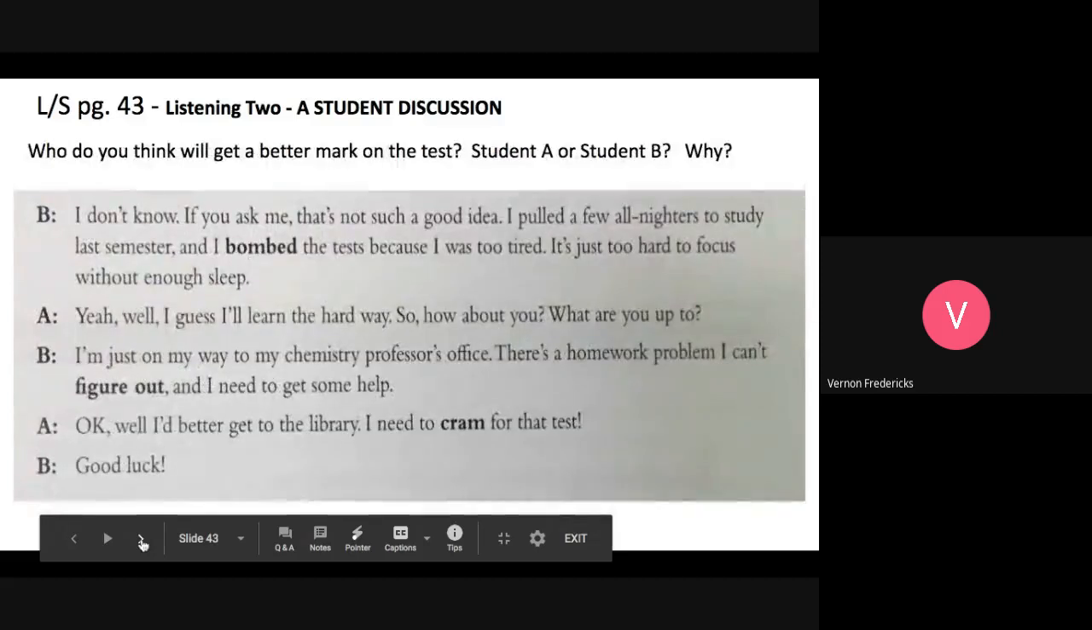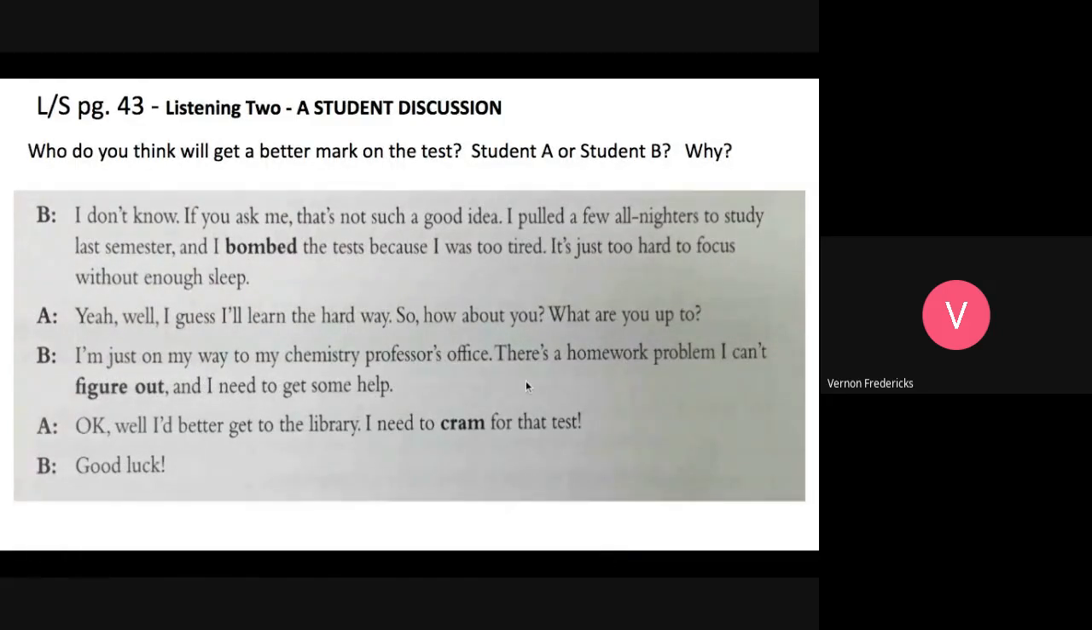Hey, I don't know. If you ask me, that's not such a good idea. I pulled a few all-nighters to study last semester, and I bombed the test because I was too tired. It's just too hard to focus without enough sleep. Yeah, well, I guess. I learned the hard way. So how about you? What are you up to? I'm just on my way to my chemistry professor's office. There's a homework problem I can't figure out. I need to get some help.